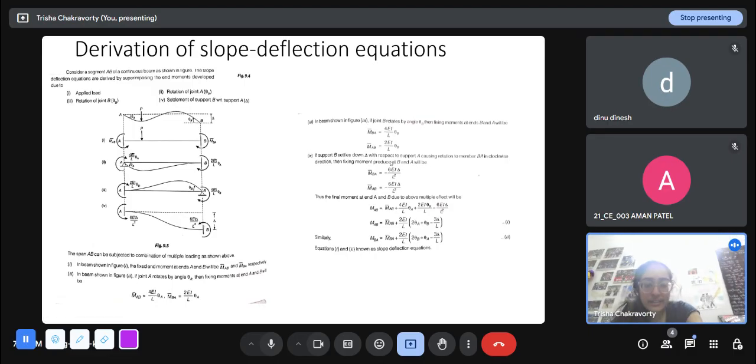Thus, the final fixed end moments at A and B due to multiple effects: since these are all linear elastic structures, we can apply the principle of linear superposition. So we basically just add up all the moments algebraically. So MAB overall will be MAB bar, which is due to the applied load. These have some formulas and rules to find out. Plus 4 EI by L theta A plus 2 EI by L theta B minus 6 EI delta by L square. And similarly, MBA will have a similar formula. So we just have to remember these.